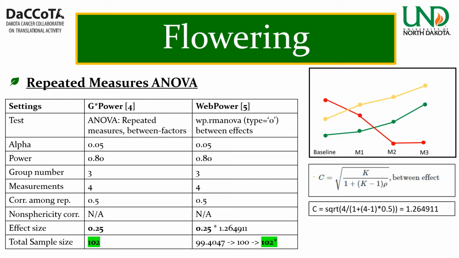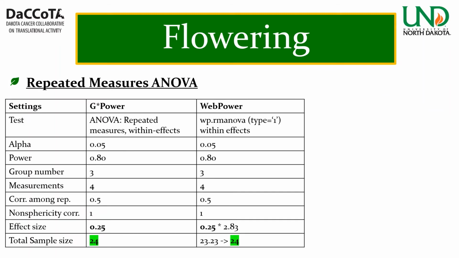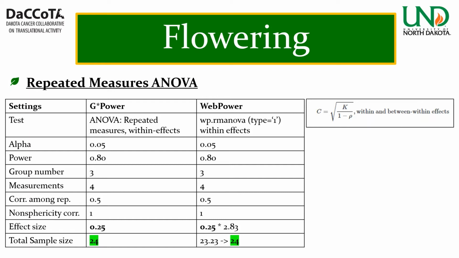What about within factors? And again, you need to divide by 3. Well, easy enough. This time the coefficient C for within effects is going to be this here. So we can calculate and get 2.83. And in GPower it gives us 24 and WebPower gives us 23.23. So bump it up to a whole number, 24. Great. That worked out pretty well.